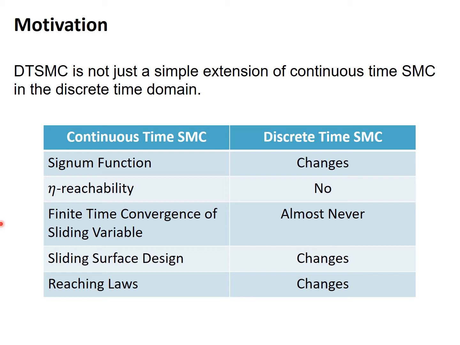Okay, there are different reaching laws. What I mean by changes here is that there are different reaching laws. There is one reaching law which is a direct discretization of the continuous time one, but there are also other reaching laws which are quite independent of continuous time reaching laws.